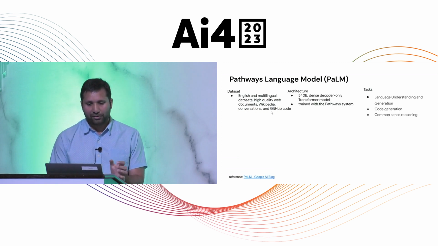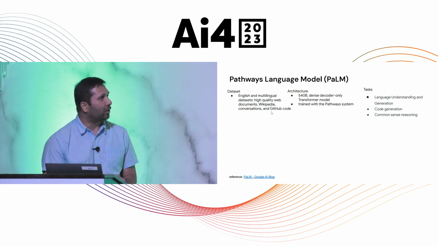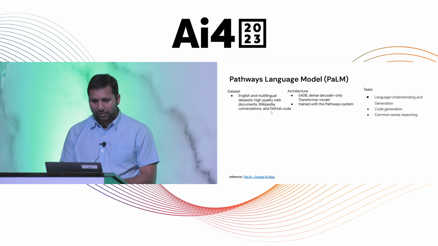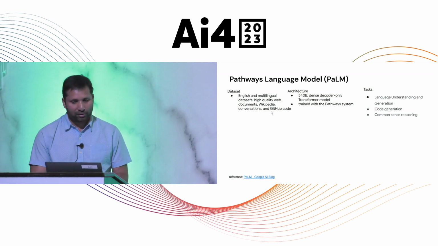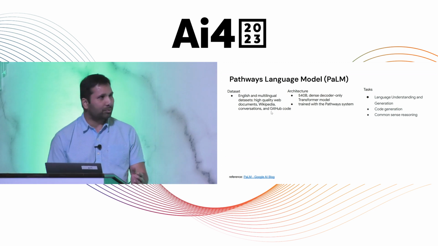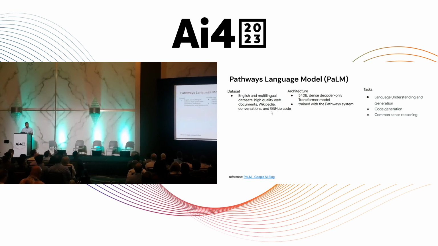Now let's jump into one of the large language models called Pathways. It has been released by Google Research, and it's a Pathways language model. The dataset that they used for this model consisted of English and multilingual web documents. They also used Wikipedia articles to train the model, and it also consisted of some conversational data, and also code from the GitHub website, which generally has open source projects, and also code from other companies on GitHub. The architecture that they used was a dense decoder only transformer model.